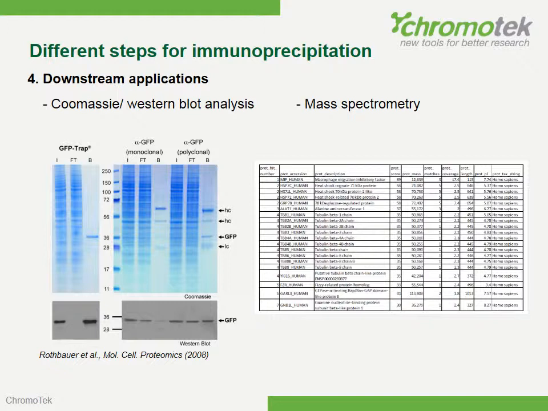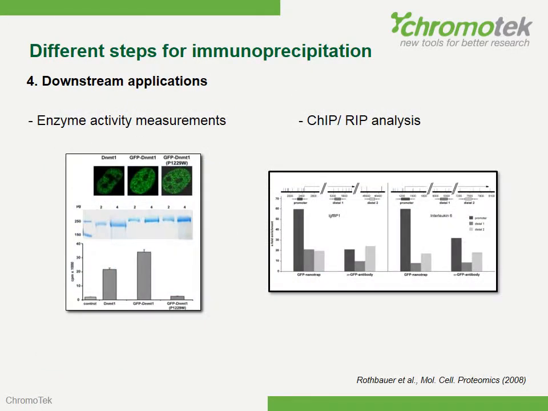Especially the harsh washing conditions can also be an advantage if you want to do mass spec, because you need really clean IPs for mass spec. And this is also very well suitable if you use the GFP-Trap. You can also do enzyme activity measurements either by using the beads directly or by eluting with glycine. And it is also possible to do ChIP and RIP analysis.